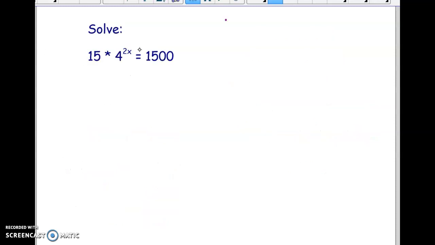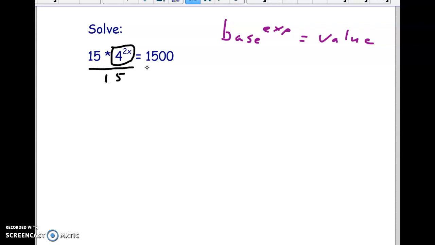All right, so this one starts off in our exponential form, which, again one more time, we have a base number, and then an exponent, and then equals a value. That's called exponential form. And so for us, we need to isolate that first. On this particular question, we have our base and exponent right there, but we also have this times 15. So we're going to start by dividing by 15 on both sides so that the base exponent is by itself.